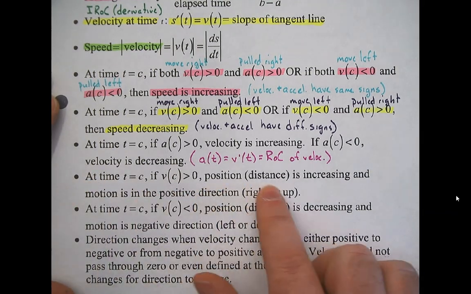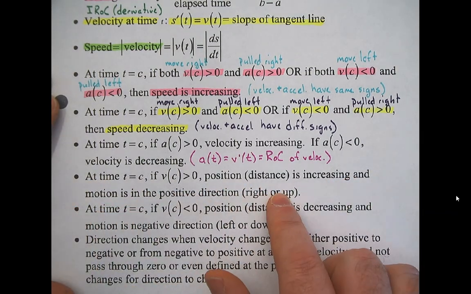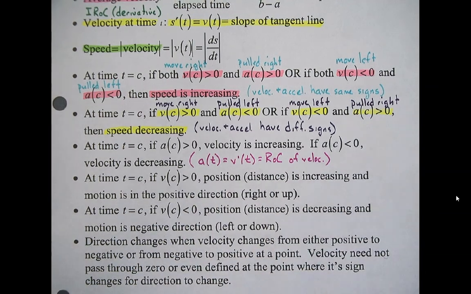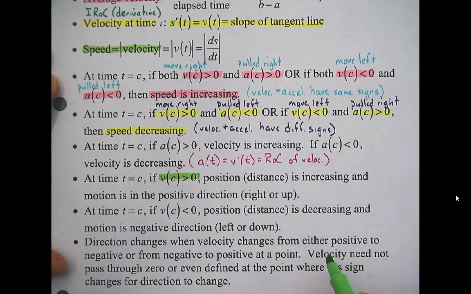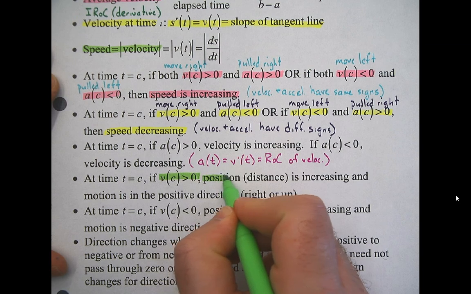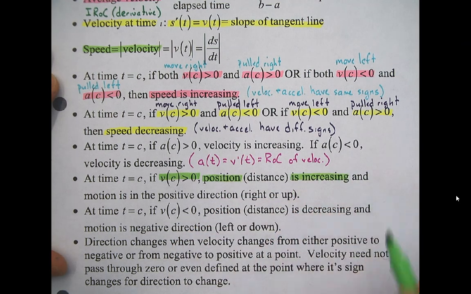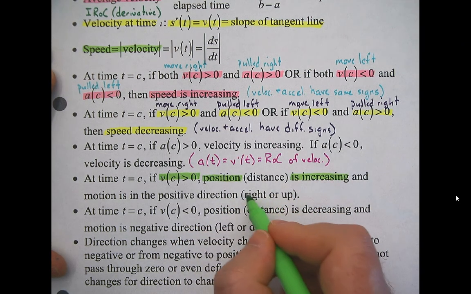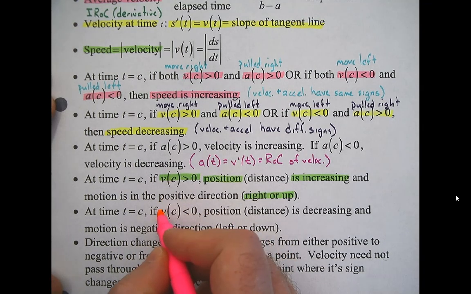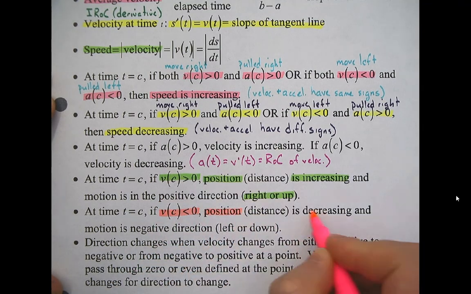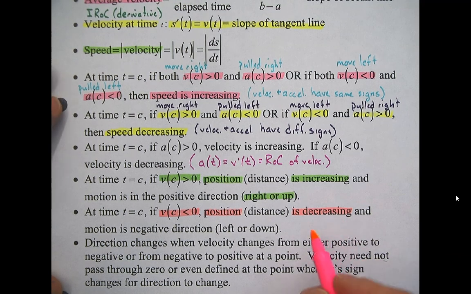Times c, position is increasing. So velocity, I don't know why this isn't higher. It seems like this should be higher. If velocity is positive, position is increasing, right or up. If velocity is negative, position is decreasing, and we're moving left or down.